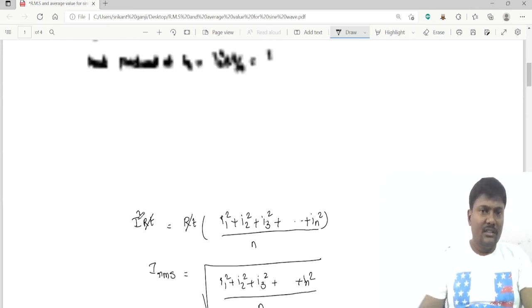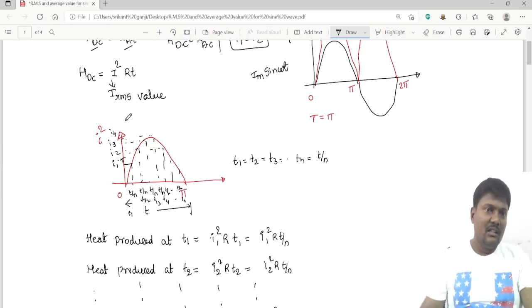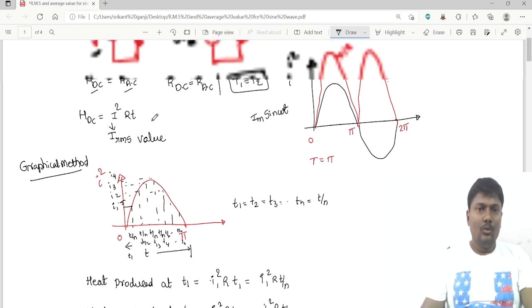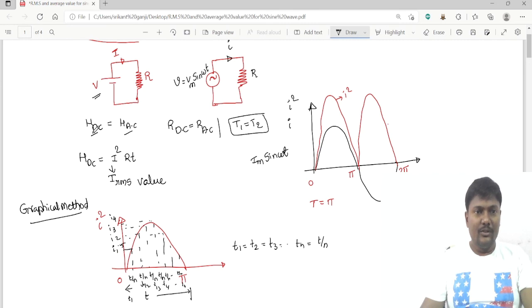This method is called the graphical method. Once again, the voltage at which the heat produced in a DC circuit is equal to the heat produced in an AC circuit, provided with the same resistance and it is operating at the same time period.